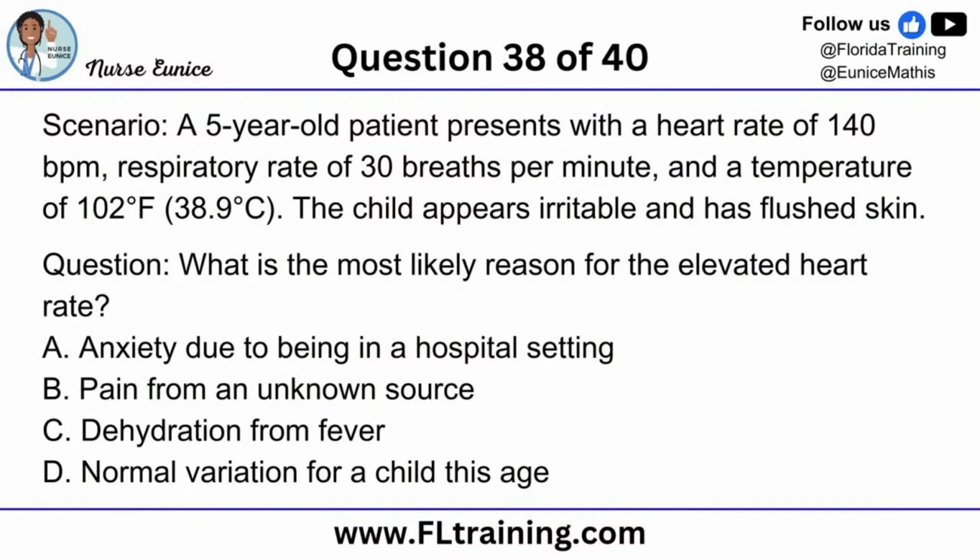A 5-year-old patient presents with a heart rate of 140 beats per minute. Yes, as a CNA, you can work anywhere where a nurse works, so you could be working with kids also. So this 5-year-old has a heart rate of 140. The respiratory rate is 30 breaths per minute, and the temperature is 102 degrees Fahrenheit. The child appears irritable and has flushed skin. What is the most likely reason for the elevated heart rate? Is it A, anxiety due to being in a hospital setting, B, pain from an unknown source, C, dehydration from fever, or D, normal variation for a child this age?